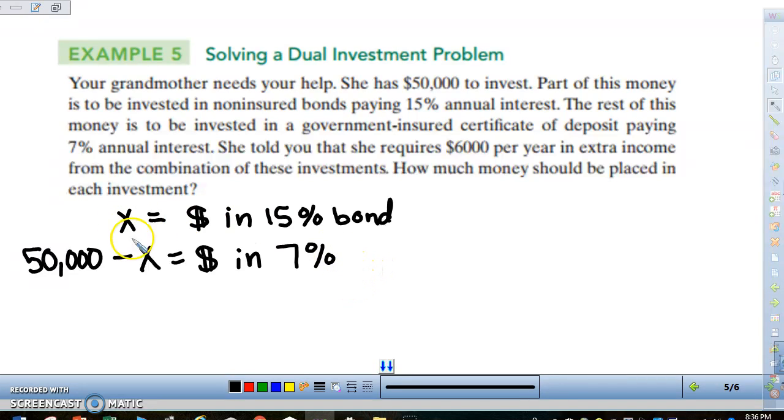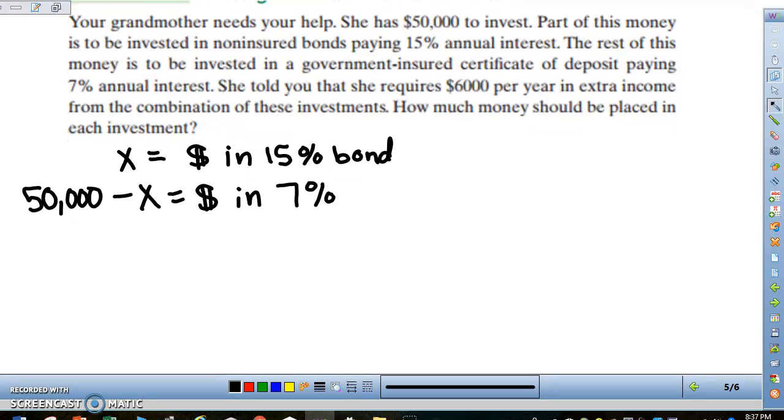So however much is in the 15% bond, if you think about it, let's say $1,000 are in the 15% bond, then the $49,000 that was left would go in the 7% one. So that's how we're going to think about this. We don't want to use two separate variables. We want to keep it the same variable x so that we can set this up as an equation and ultimately solve for x.